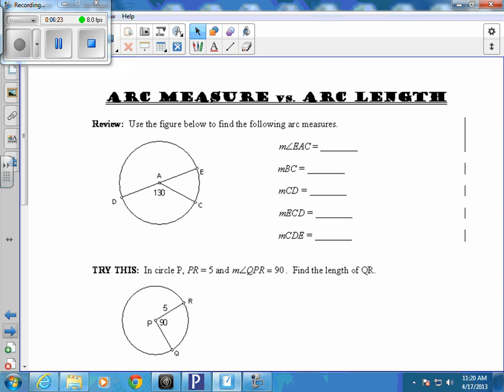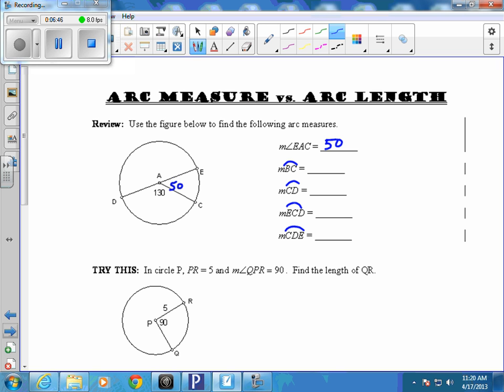Okay, the next part of this is let's actually figure some examples out, some arcs. So all I'm giving you is the central angle DAC is 130. Can we find angle EAC? Sure, that's a linear pair, so that's 50 degrees. Can we find the measure of arc BC? Make sure you put your arc symbols here, they don't copy over.